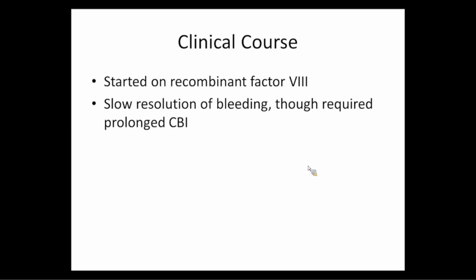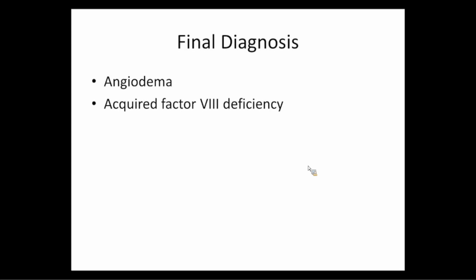I was going to get to treatment at the end, but it's an immune-mediated pathology, the antibody acquired inhibitor. So he was started on steroids and Rituxan as well as recombinant factor, and eventually improved. So our final diagnosis was angioedema, and then he was found to have an acquired factor 8 deficiency, acquired hemophilia. I'll talk a little bit about acquired hemophilia, and then we can try to tie it together.